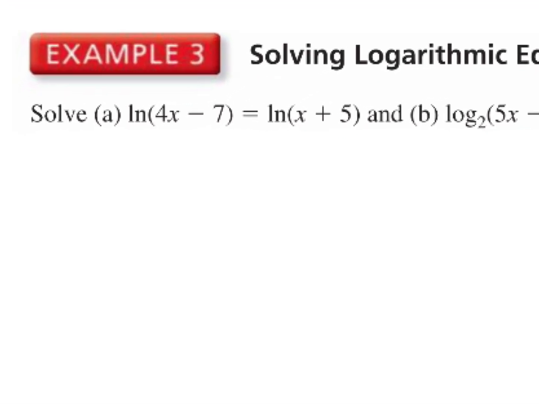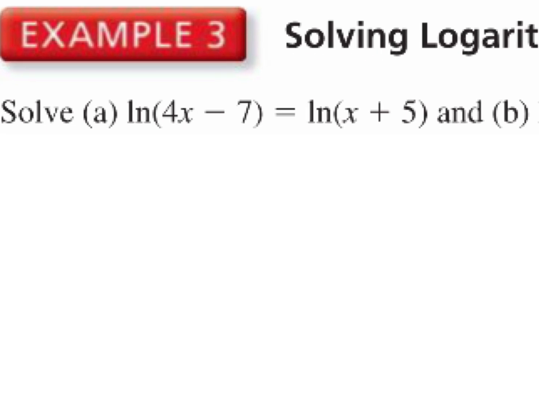All right, so looking at example A, the ln of 4x minus 7 is equal to the ln of x plus 5. So same thing that we had if a log is equal to log. If we have an ln is equal to an ln, we could just cancel out the ln's and say 4x minus 7 is equal to x plus 5. So we just set the rest of it equal to each other. Does everybody see what I did there? Okay. From here, we just solve for x.